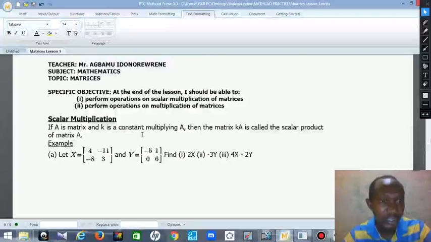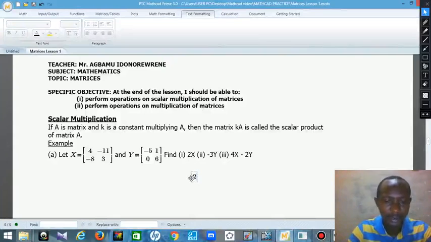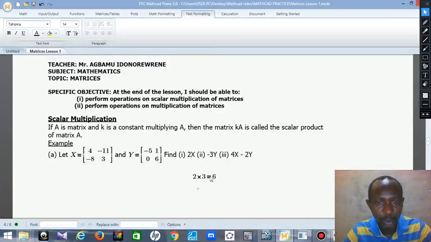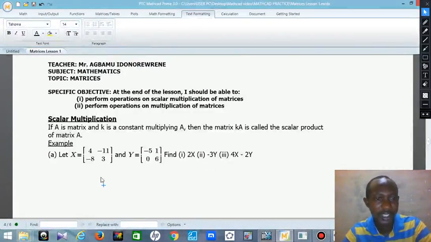Scalar multiplication is just like in mathematics when you have two numbers multiplying each other. For example, let's say 2 times 3, and you're going to get 6 as your answer. So these are two numbers multiplying each other. But in scalar multiplication, you are going to have a number multiplying a matrix, not just a number multiplying a number. So that is what scalar multiplication is talking about. You have a number and that number is called a scalar.